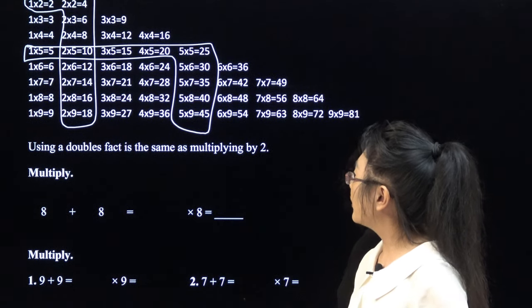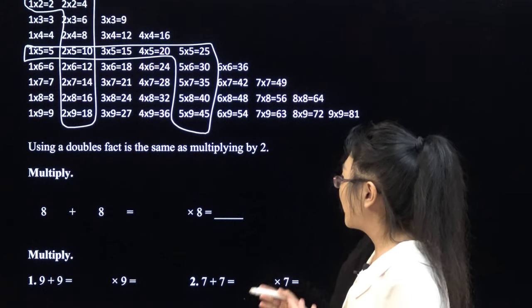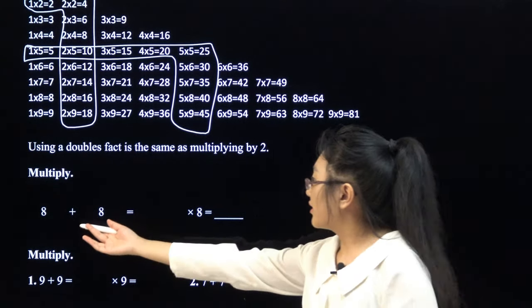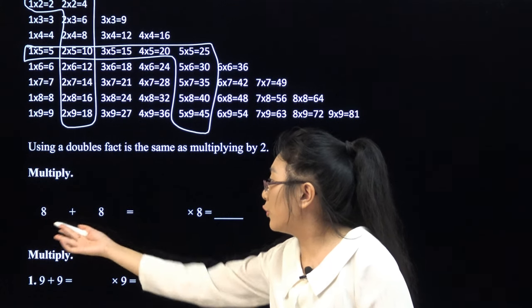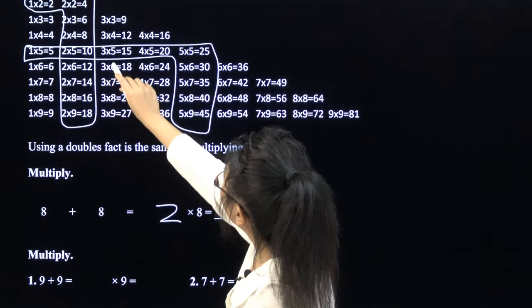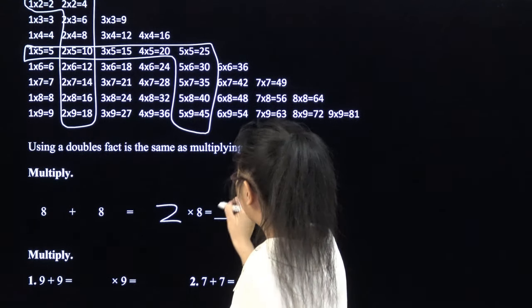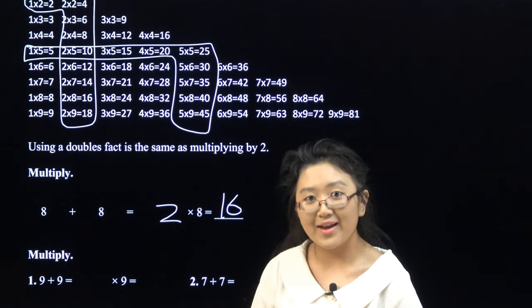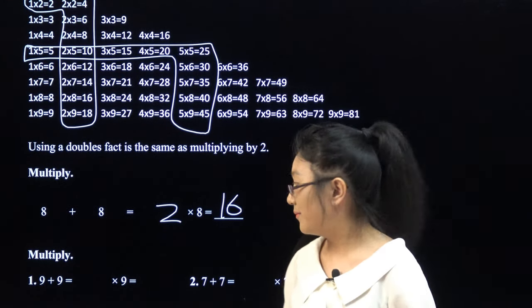Anyhow, here's how using a doubles fact is the same as multiplying by 2. Because a doubles fact is essentially, for example, in here, 2 groups of 8. That would be 2 times 8, which is, if we look up here, 16. And 8 plus 8 is in fact 16.